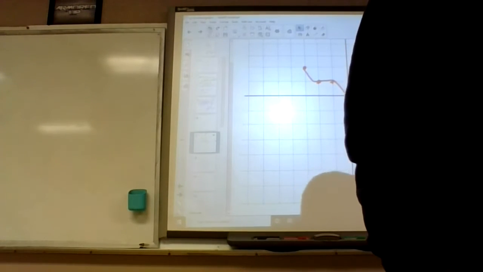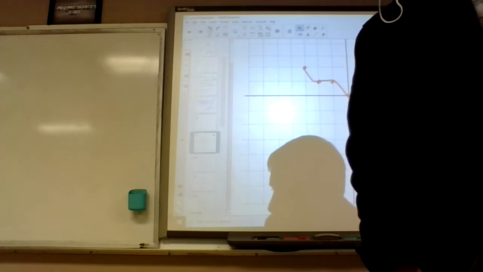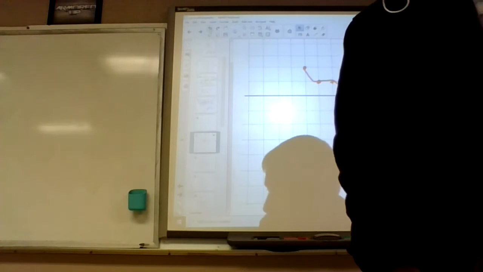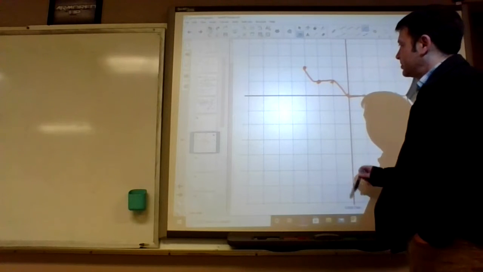Okay, D is probably the one that tricks us the most. What happens when they put a +2 directly on the X? Moves to the left. Left 2. Doesn't mean right 2. Right, it's always backwards.